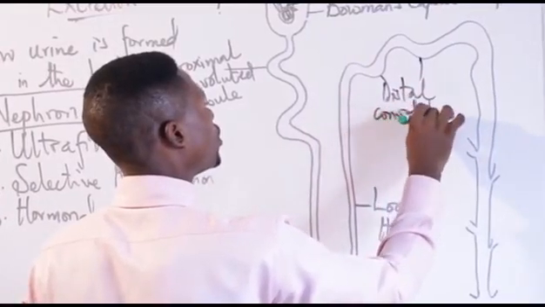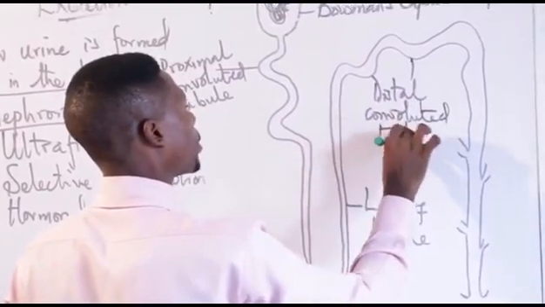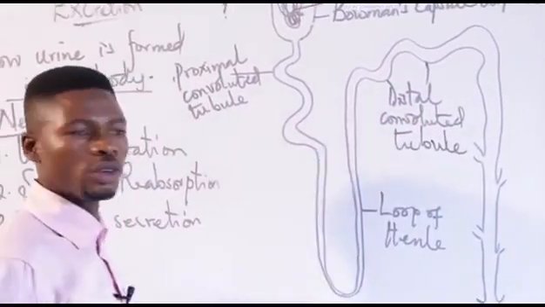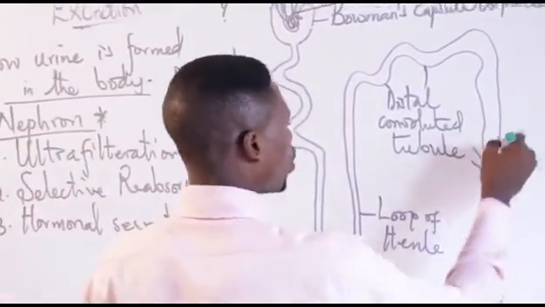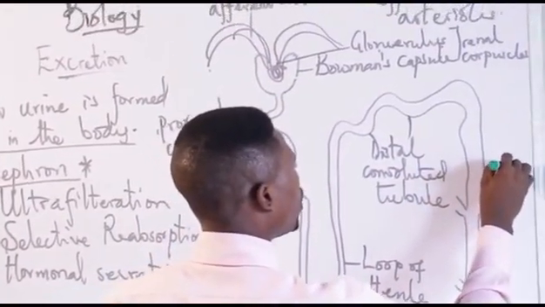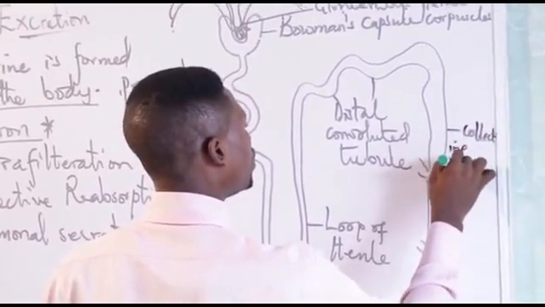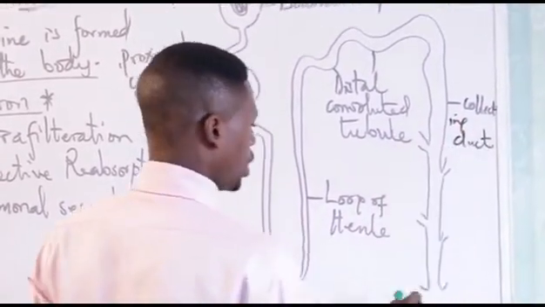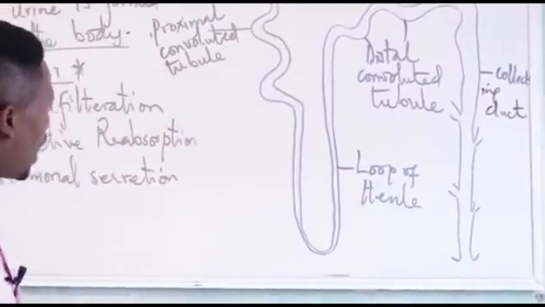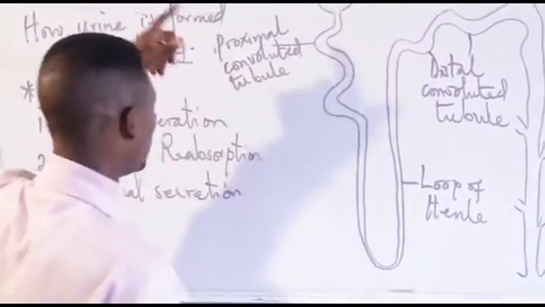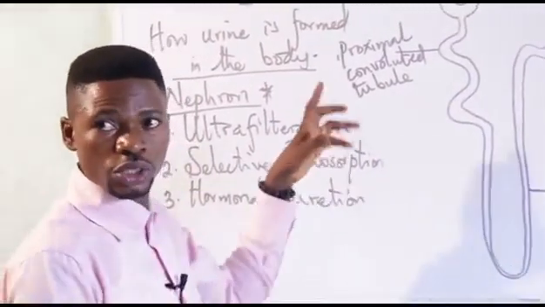convoluted tubule. Distal convoluted tubule. Now this is the collecting duct. Here you have the collecting duct, and here is the papillae that empties into the pelvis that we talked about.